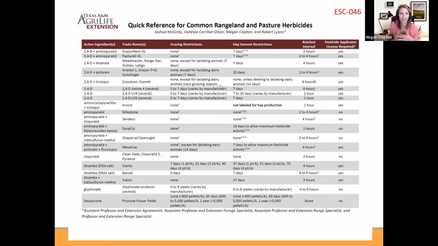calls from people that are like, we put it out, but then it rained this afternoon. So that'll kind of tell you in general how long that needs to have been on the plant before a rain is acceptable. And then if that chemical requires a pesticide applicator's license or not, which is really handy to have right there at your desk, since that can be pretty overwhelming and confusing with so many chemicals on the market for range and pasture.